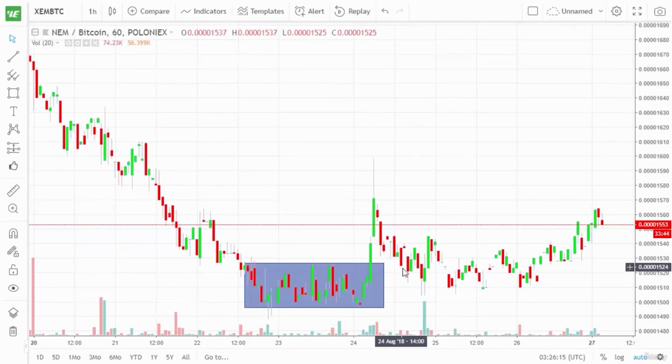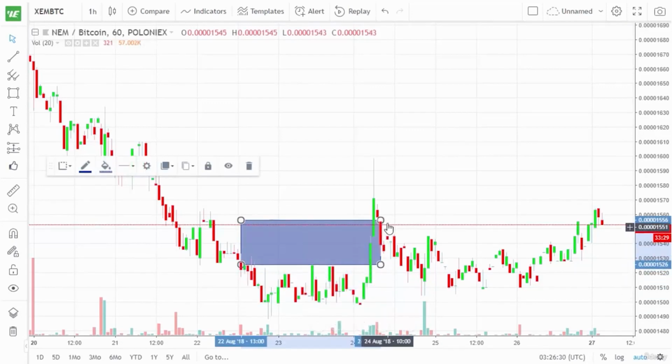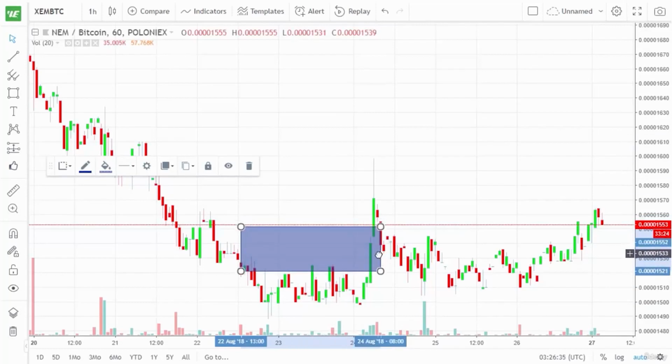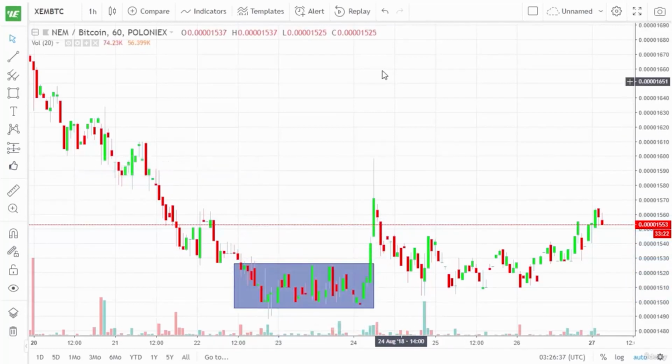Now, the beauty of rectangles is that you can measure the rectangle itself and use that as a potential initial target. And in this case, I'll just slide this rectangle higher and put it where it once was. And you can see that we did, in fact, hit that target. We hit it rather quickly. Now, that's not a huge surprise with NEEM. It's a somewhat illiquid cryptocurrency, but you can see that it was the bottom so far. And in fact, we have come back to test this area, and so far the bottom support has held.